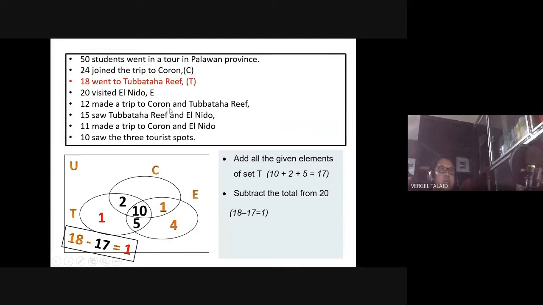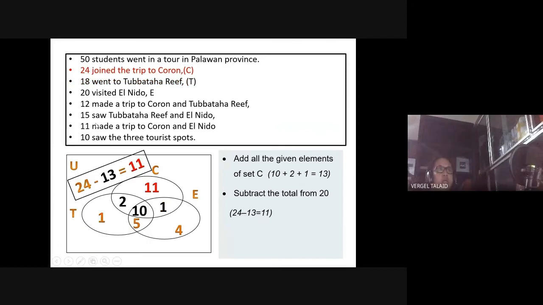Next, given: 18 went to Tubataha Reef. So Tubataha is 18. If this is Tubataha Reef, then we have here 2, 10, and 5. This is 17. Subtract it from 18. So this is only 1. So we are going to get the sum of this: 1 plus 2 plus 10 plus 5. That is 18. So this is 1.